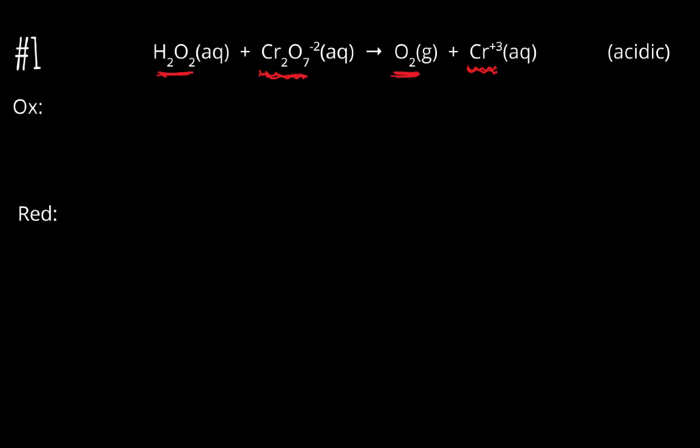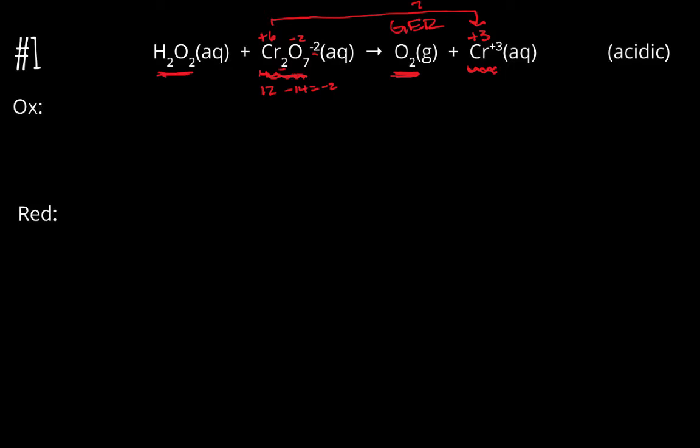Then to assign oxidation numbers, I'm going to start with chromium, just because this one's going to be super easy. I know that's a +3. Over here, oxygen's a -2. There's 7 of them, so that would be -14. It has to equal a -2. So that means chromium would have to be 12, and since there's 2 chromium, that means it would have to be a +6. So for it to go from a +6 to a +3, it would have to gain electrons. So that means that's my reduction reaction.